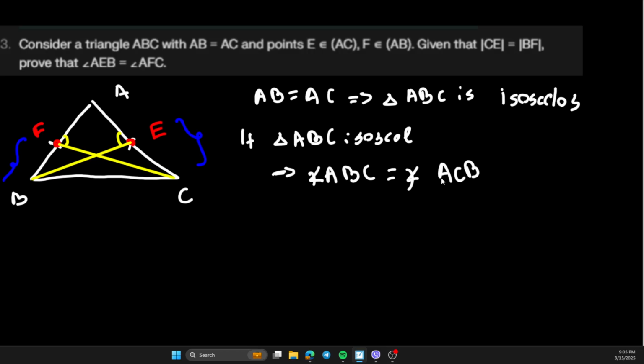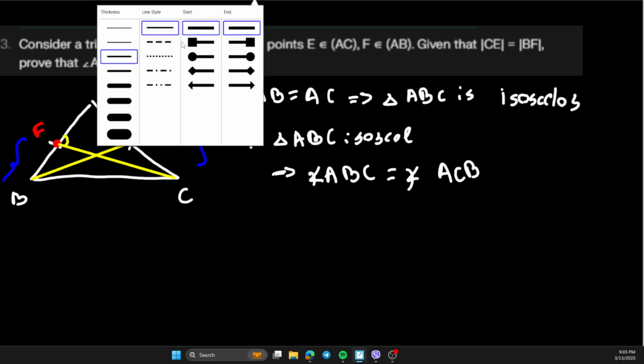Now let's try to make it easier for us. I'm gonna make my marker smaller because we're gonna have a lot to write.